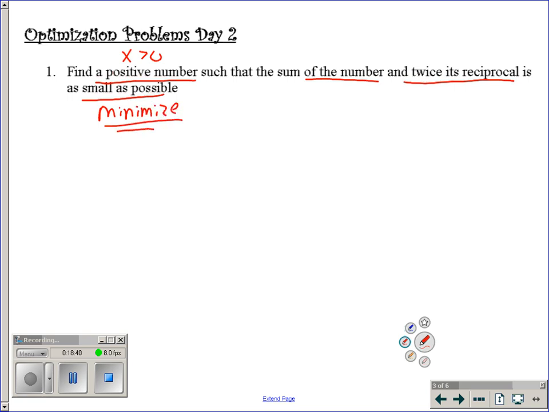I'm trying to minimize something. So the good thing about this is it gives us what we're trying to minimize. It gives us the equation. It's trying to minimize the sum of a number and twice its reciprocal. That's the function I'm trying to minimize. It straight up gave me that. So this right here is my Q equation.